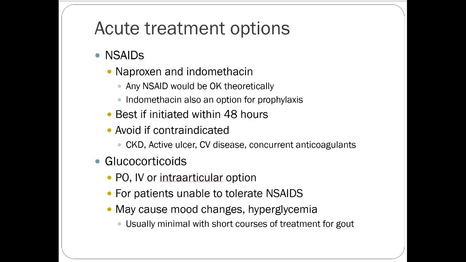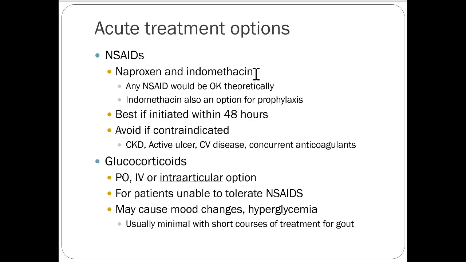With NSAIDs, naproxen and indomethacin were the two studied most often in gout. Any one should theoretically work, but these are the two. Indomethacin is probably the one people pick a lot, because that's the hallmark gout NSAID that people think about. Again, anything would be fine, but that's just what people use. Best initiated within 48 hours, and again, watch out for the contraindications.